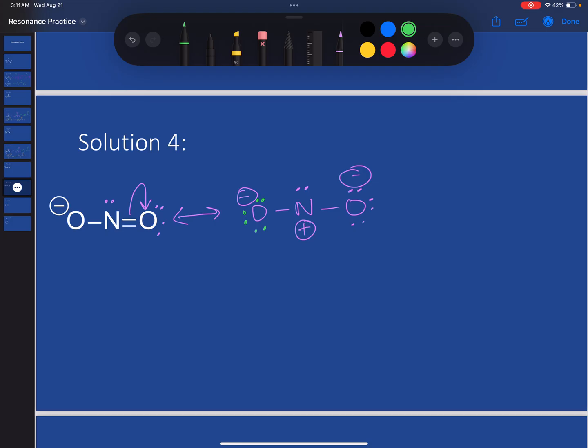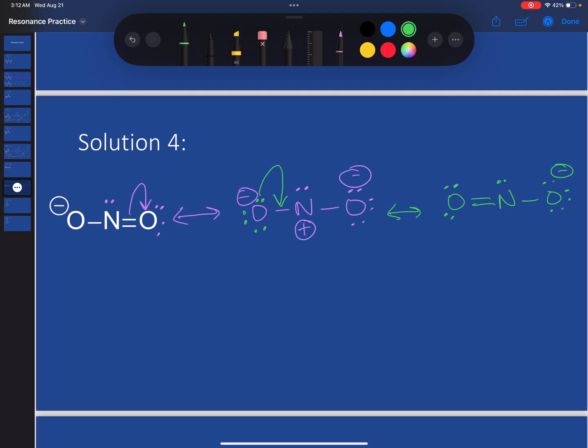And I have lone pairs next to a positive charge. So I can draw a second resonance structure where I create a double bond between these two atoms. And so now I have this where I have a double bond between that first oxygen and nitrogen. So now this oxygen only has 2 lone pairs. Nitrogen still has its lone pair since I didn't use it. And then I still have a single bond between this oxygen and nitrogen where I have the negative charge here.